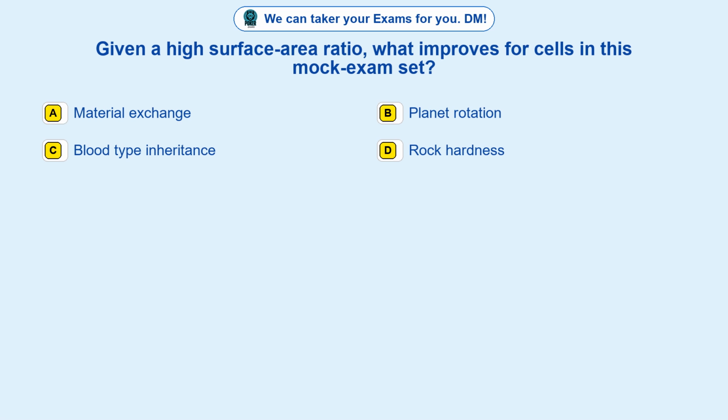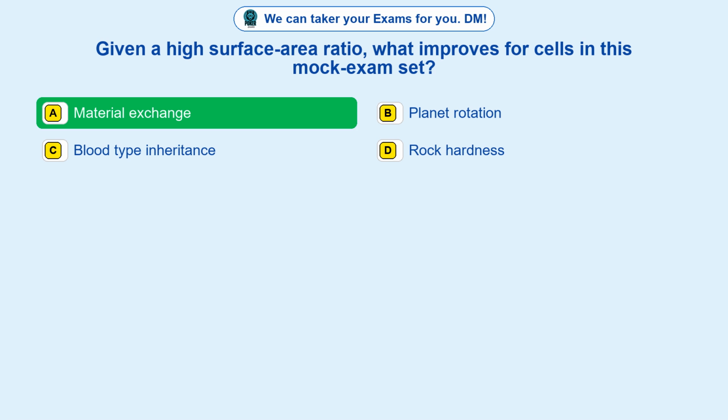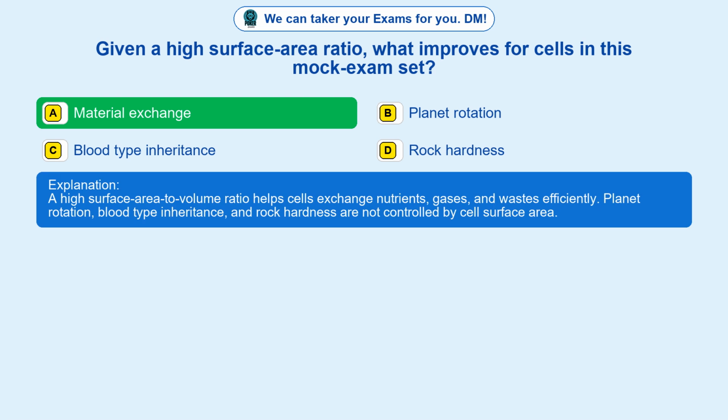Question 26. Given a high surface area ratio, what improves for cells in this mock exam set? Option A, material exchange. Option B, planet rotation. Option C, blood type inheritance. Option D, rock hardness. The correct answer is option A. Material exchange. A high surface area to volume ratio helps cells exchange nutrients, gases, and waste efficiently. Planet rotation, blood type inheritance, and rock hardness are not controlled by cell surface area.